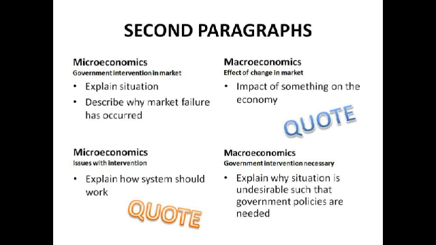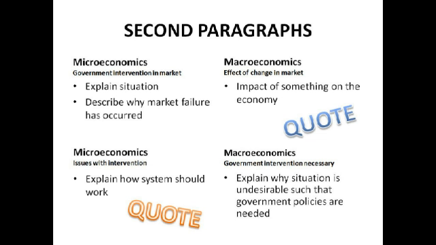But in your second paragraph, for your government intervention in the market, you'll explain the situation, and in that you'll describe why market failure has occurred. For example, in January 2013, question 4 was assessing which is the best policy that the UK government could adopt to reduce congestion on the roads. And in your second paragraph, after your introduction, what you're going to be writing about is why market failure has occurred, so why congestion is a form of market failure, and thus why the government needs to correct it.